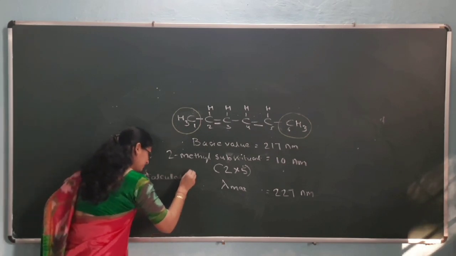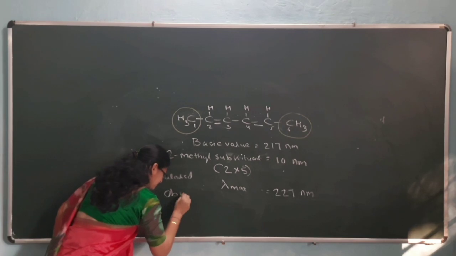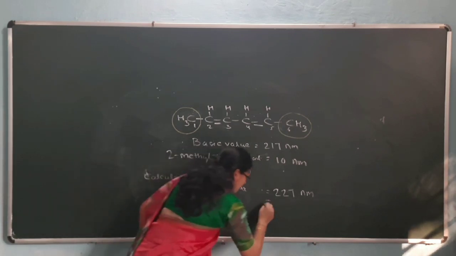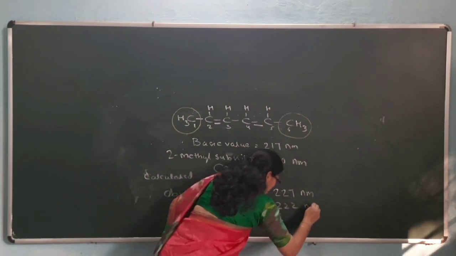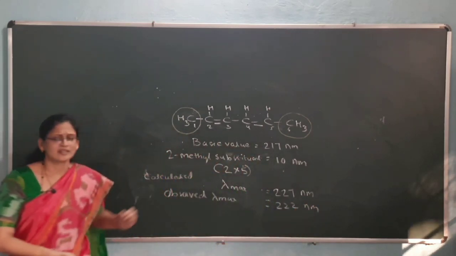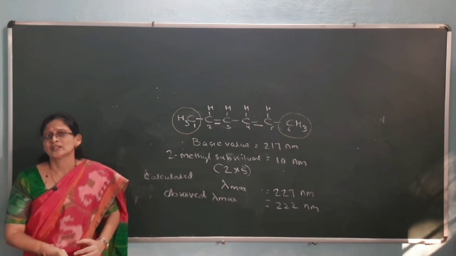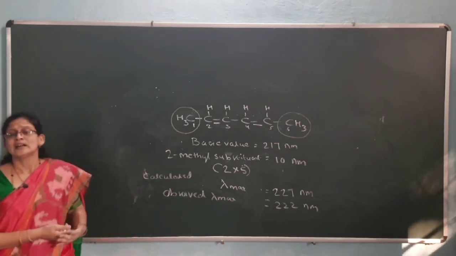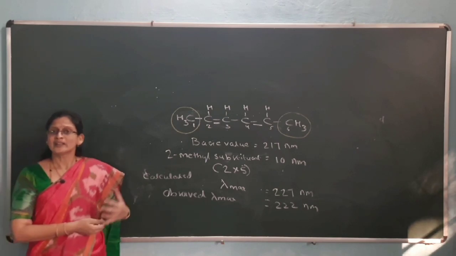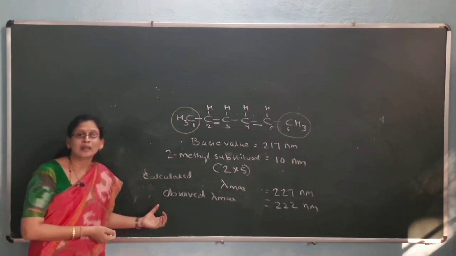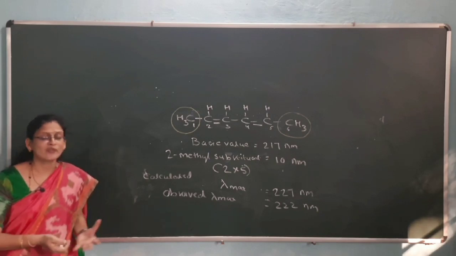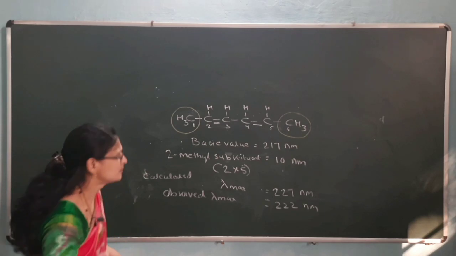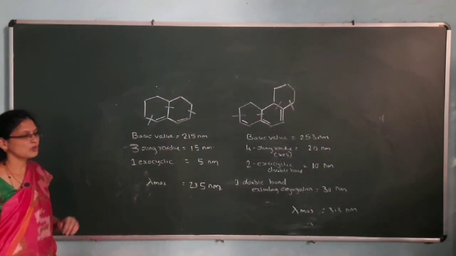The observed lambda max is 222 nanometer. See, the difference is just 5 nanometer. So if you know the values, you can calculate the lambda max for the given structure without the help of an instrument. You do not need a spectrophotometer here. So we'll take some more examples. We'll take 2 more examples.